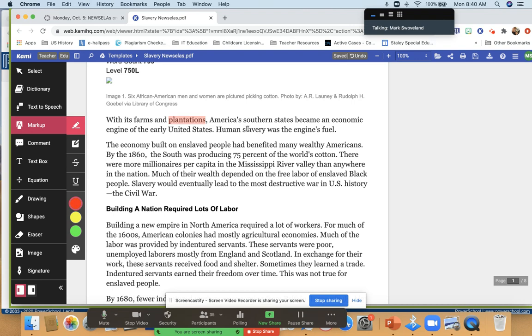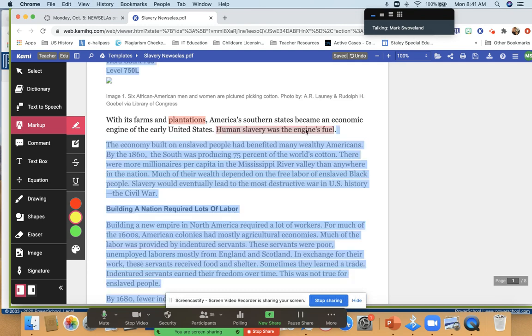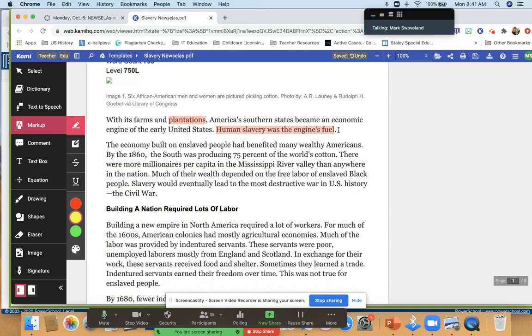With its farms and plantations, America's southern states became an economic engine of the early United States. Human slavery was the engine's fuel. All right, so right there we've got something pretty important, right? It's telling us human slavery was the engine's fuel. So human slavery is what these plantations are using to produce their crops, right? And we know that from what we've already talked about, but that's going to be a very important fact going forward.